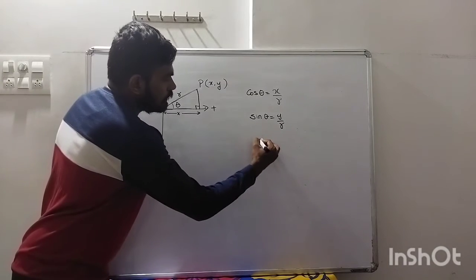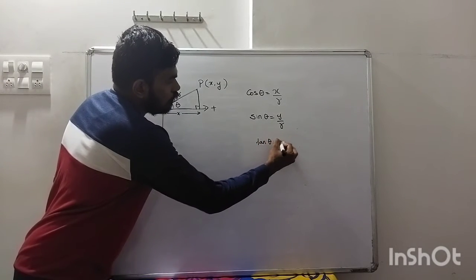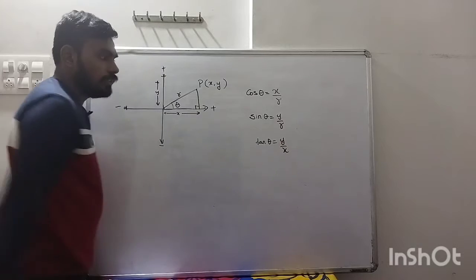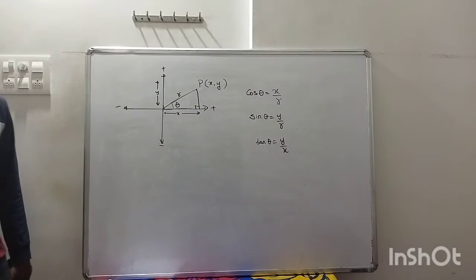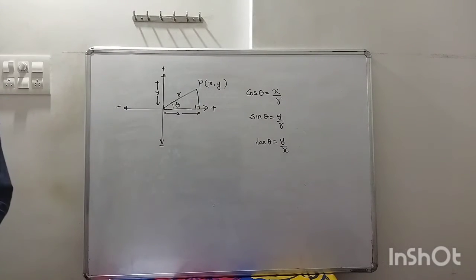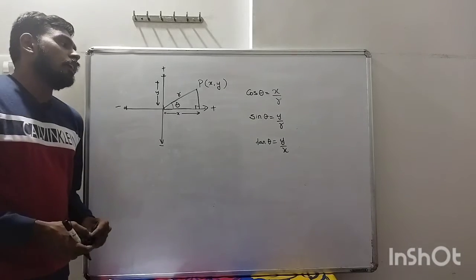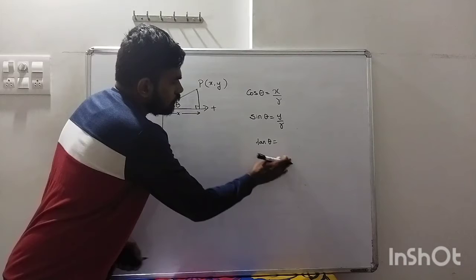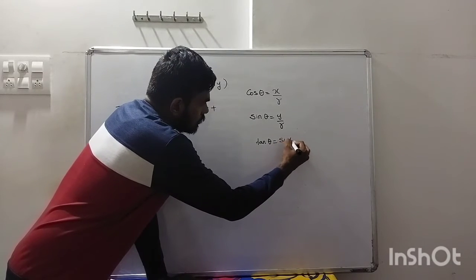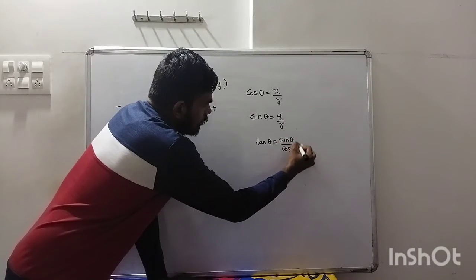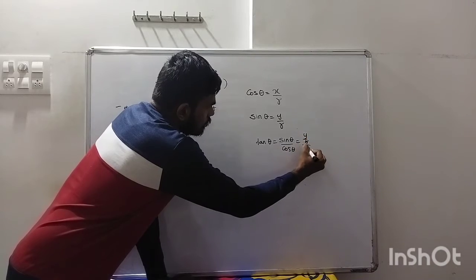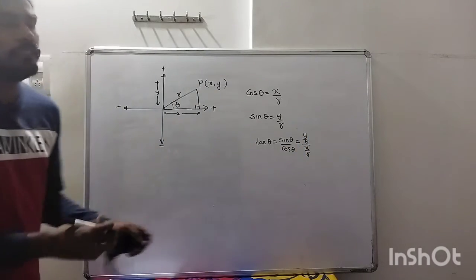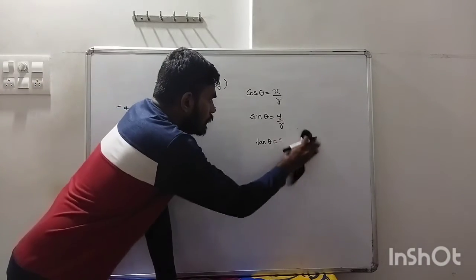Then tan theta is y upon x. Remember this. Cos theta is x upon r, sin theta is y upon r. And how can you remember tan theta? You can remember it as sin upon cos. Sin is y upon r, cos is x upon r, so this becomes y upon x. Understood? Y upon x.